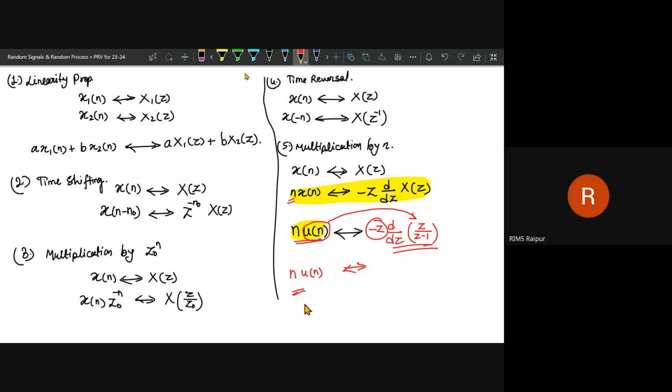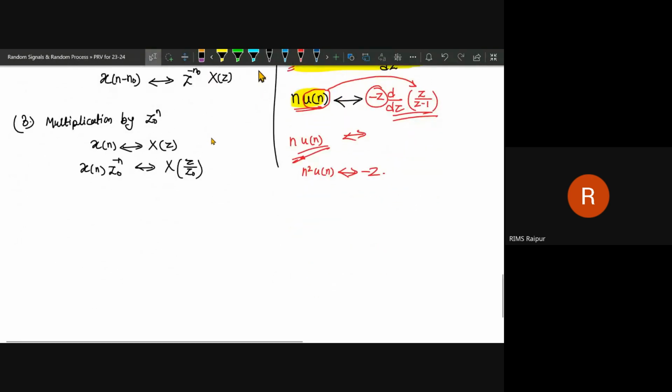Similarly, if you want to find n square u of n, then again you have to multiply with minus z and find the derivative of that previous step. You can try it on your own and find the Z transform. Also, some pairs of standard functions along with their Z transforms and ROC are given in different books. You can follow the Schaum series. Here you can find many pairs of Z transforms.